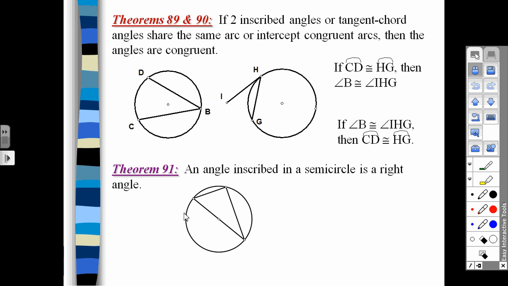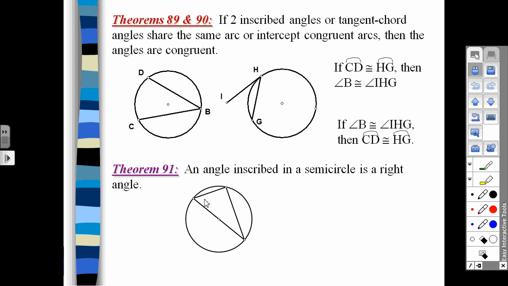Well, now technically I don't need to have this part of the circle. If we just kind of ignore that, from this line, which is the diameter, and this arc, that would make a semicircle. So if you have an angle that's inscribed in it, that would be this angle right here, so the vertex is actually on the circle. They're saying that this angle has to be a right angle.